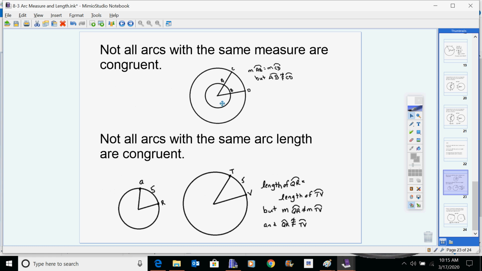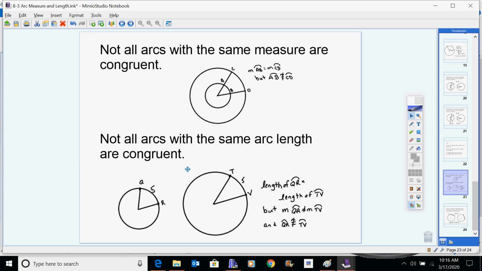Not all arcs with the same measure are congruent, because we already looked at this scenario. You've got two circles with arcs of the same measure, but if you took a tape measure from here to here, it is not the same length as here, so the arcs can't be congruent. Everything has to be exactly the same.